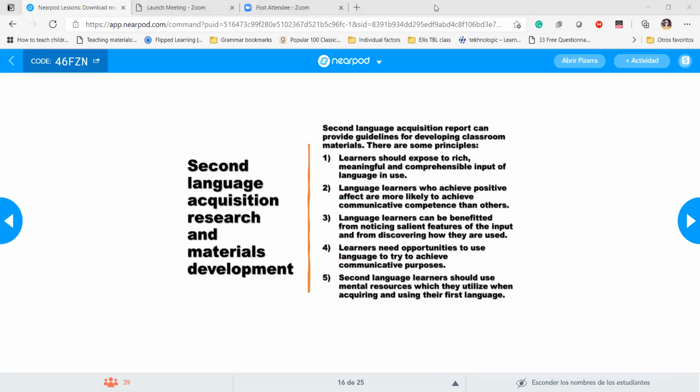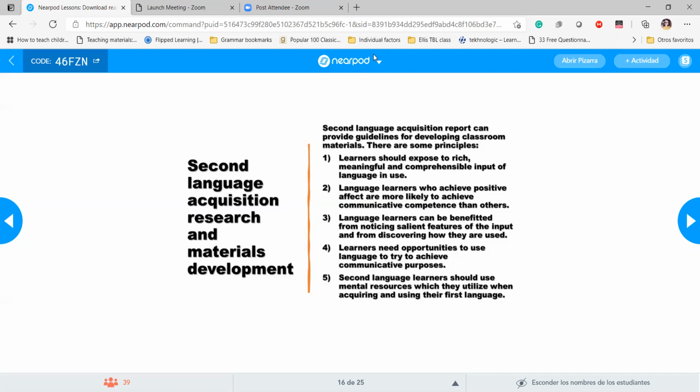And then learners need opportunities to use the language to try to achieve communicative purposes. This has to do with the use of communicative skills. So if students don't use the language, if we just take students' materials for input, and we don't provide materials for output, then students are not really achieving the goals. And that's another principle that is very important.